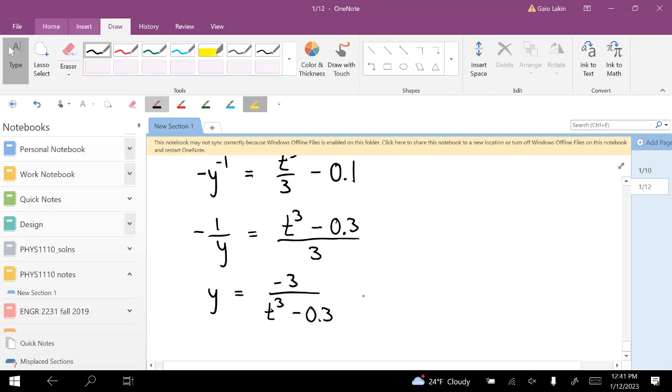And if you don't like decimals in your fractions, which is very reasonable, let's say negative 30 over 10t cubed minus 3. Yeah. None of the math on these problems is hard. What's hard is keeping track of what you're looking for, what's the dependent variable, what's the independent variable. Okay, like if you can do that, you're halfway done with the problem already.